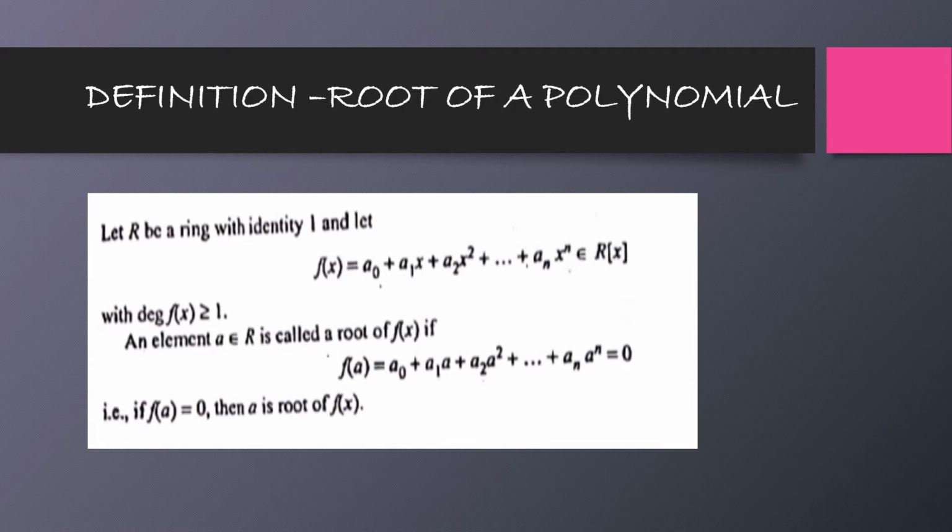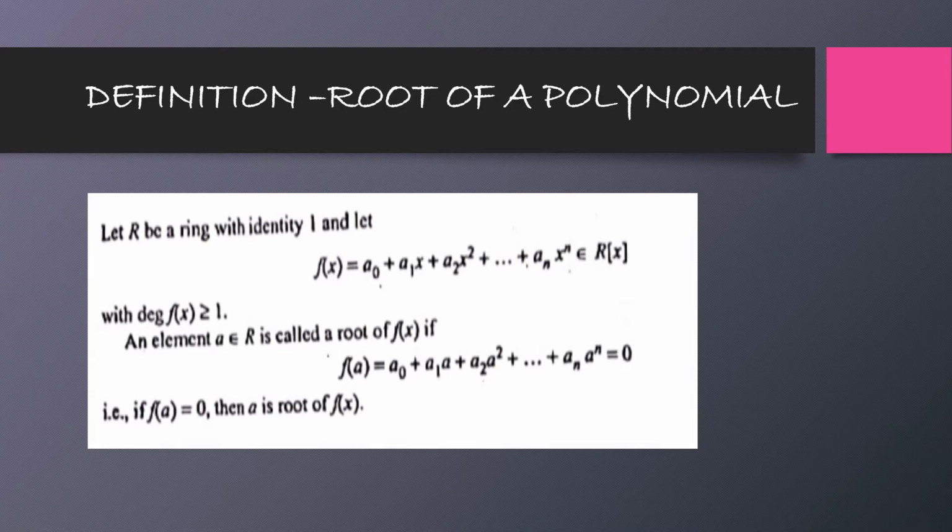So let R be a ring. I guess everybody remembers what a ring is. A ring is a set with two binary operations with identity 1, and let f of x is equal to a naught plus a1x plus a2x square plus so on plus anx to the power n belong to R of x. Here I see it's R of x, and here it is mentioned as R.